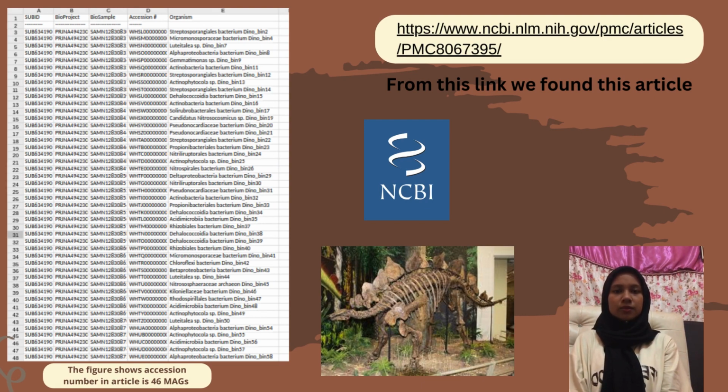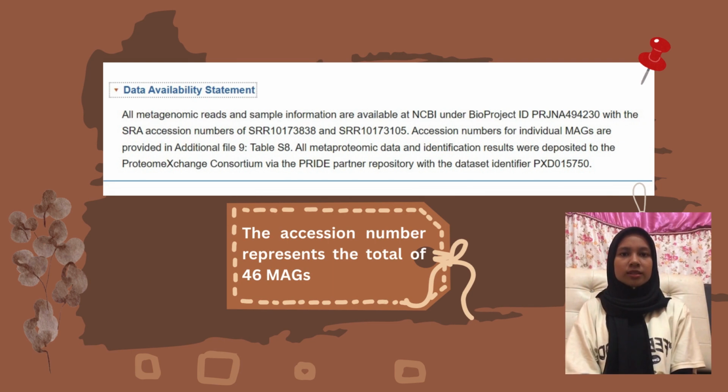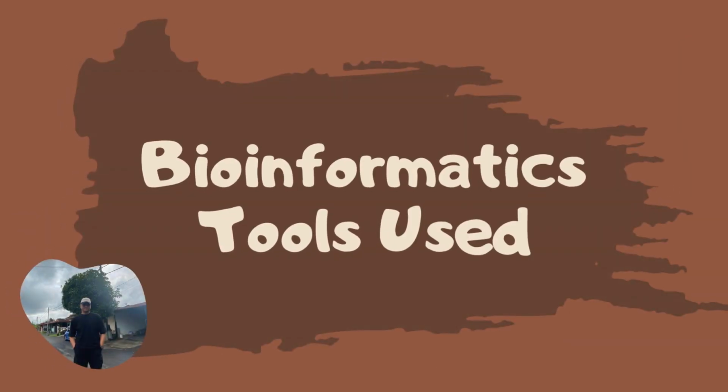And then from this link we found this article. This is the data availability statement and the accession numbers represent the total of 46 MAG. Next, let us dive into the various bioinformatics tools used in this article.